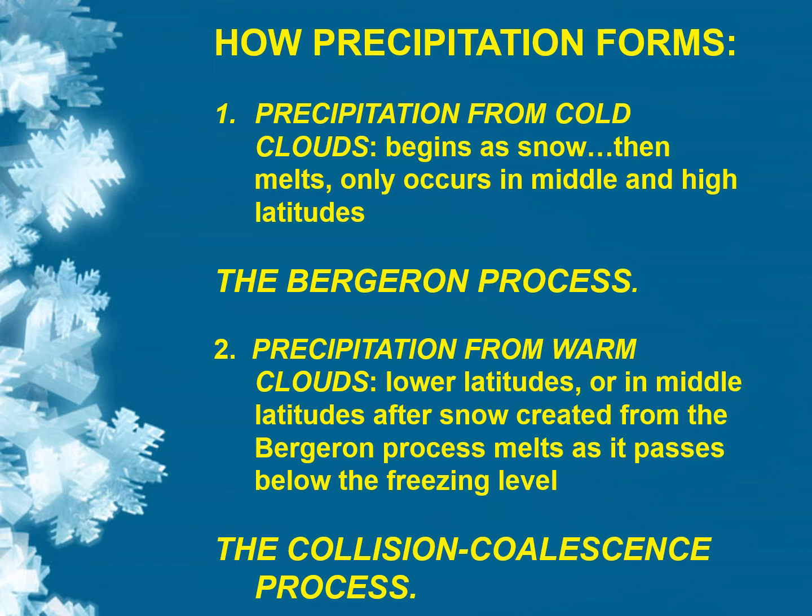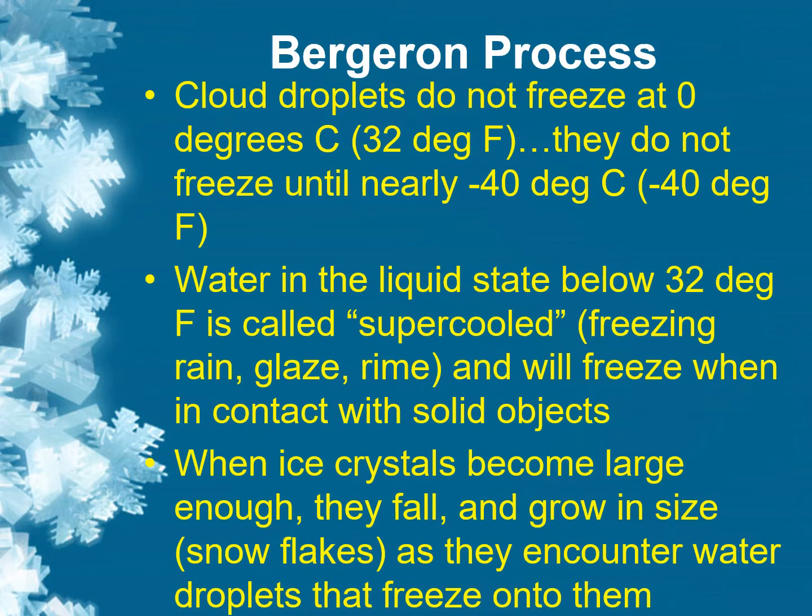So we're talking either in the lower latitudes, like within the tropics, 23.5 degrees north latitude down to 23.5 degrees south latitude, or perhaps in the middle latitudes, like where we live, after snow created from the Bergeron process melts as it is falling down through the troposphere, encountering warmer air on its way down. Just some interesting stuff here.